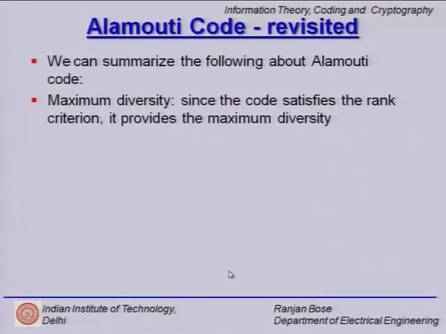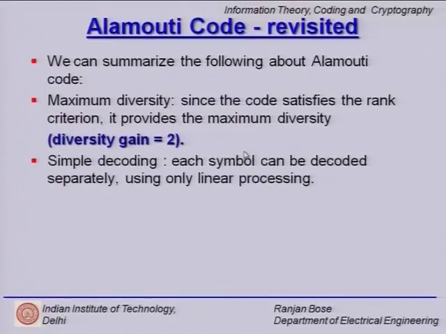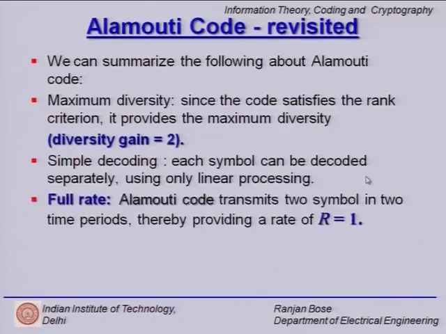So, let us understand a little bit more about this Alamouti code. It was one of the milestones. First, maximum diversity. Since the code satisfies the rank criteria, it provides the maximum possible diversity of 2 when the number of receive antennas is 1. So, diversity gain is 2. Second, it provides single symbol decoding, which is simple. Each symbol can be decoded separately using linear processing. This we have established because of its orthogonal nature.